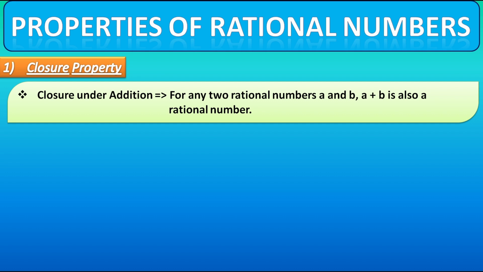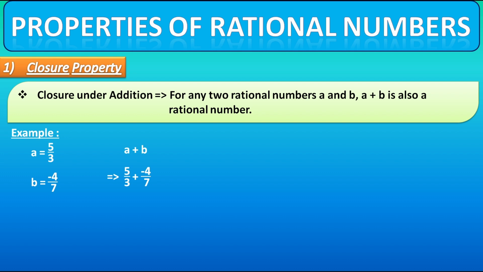Closure property for addition says that for any two rational numbers, say a and b, if we add them, we will get the answer as a rational number only. That means a plus b is also a rational number. Let's check it with the help of an example. So here I am taking the value of a as 5 upon 3 and b as minus 4 upon 7. When we add a plus b, we have to check whether we are getting the answer as a rational number or not.